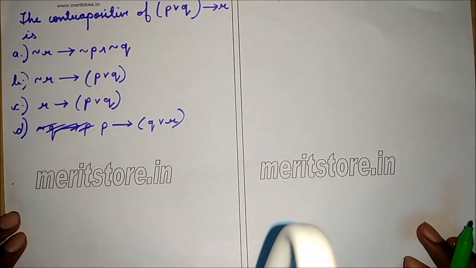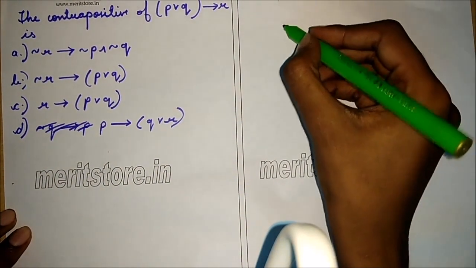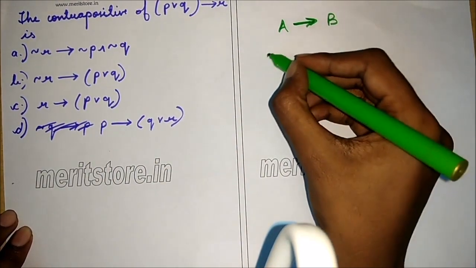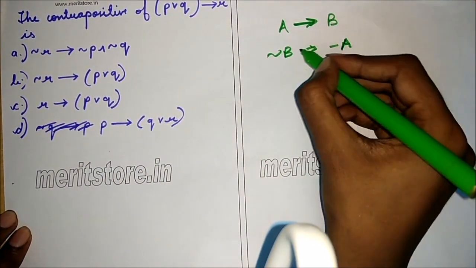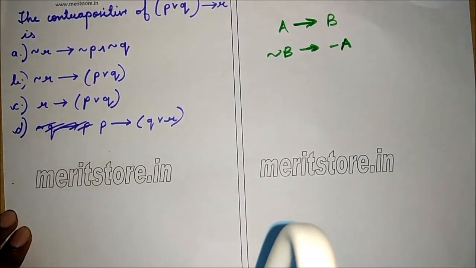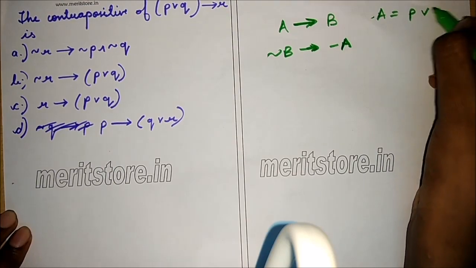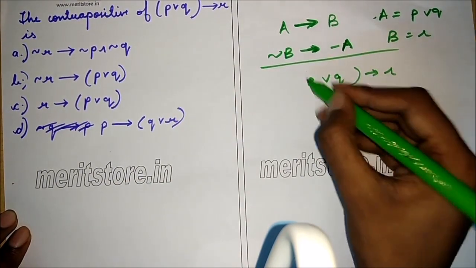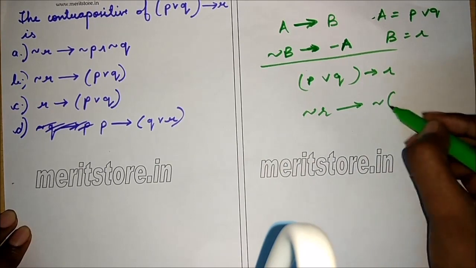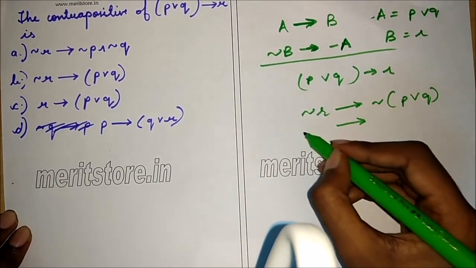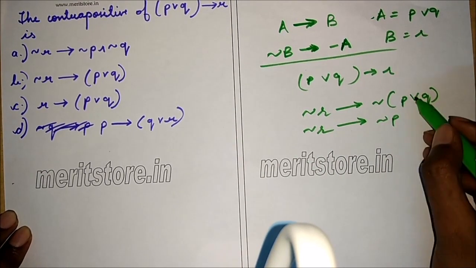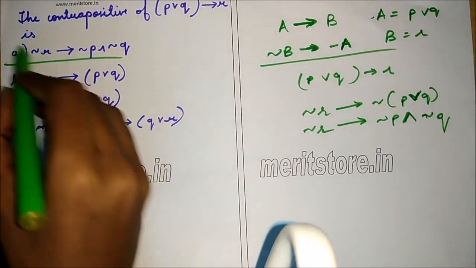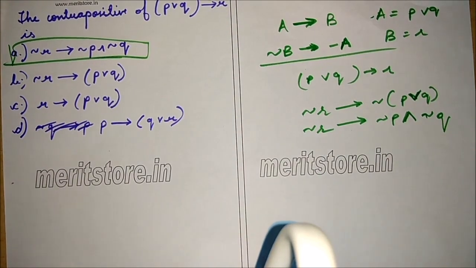Now the contrapositive of the statement P or Q implies R. If this is a conditional statement, A implies B, then the contrapositive is given as negation of B implies negation of A. So here A is P or Q and B is R. So given the statement P or Q implies R, the contrapositive will be negation of R implies negation of P or Q. Now we expand the brackets, so this will be negation of R implies negation of P, and negation of or is and, so negation of P and negation of Q. So the answer is option A, negation of R implies negation of P and negation of Q.